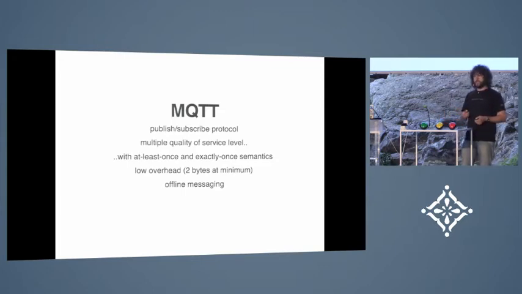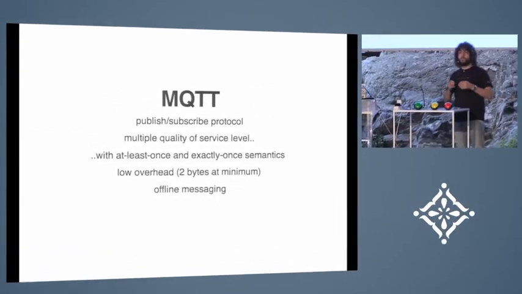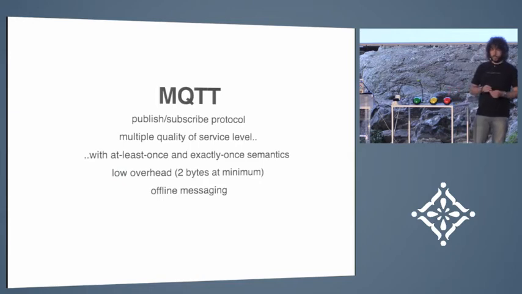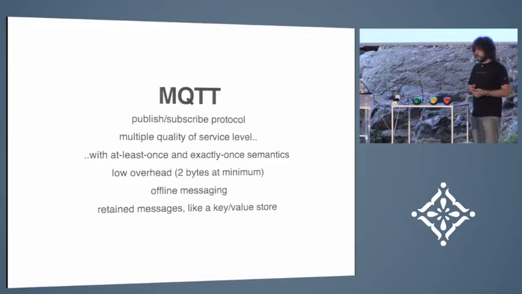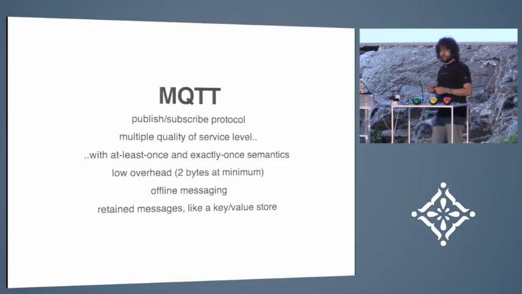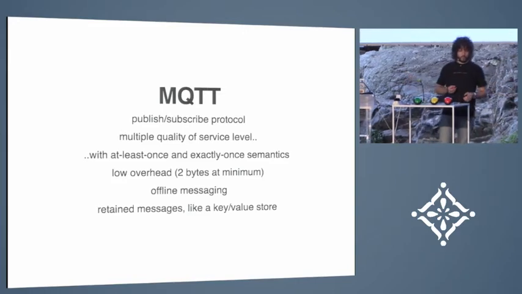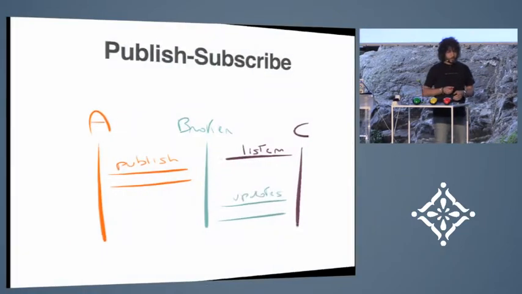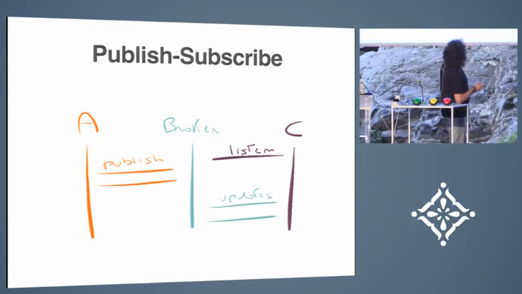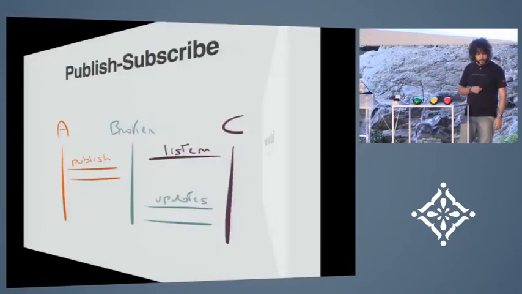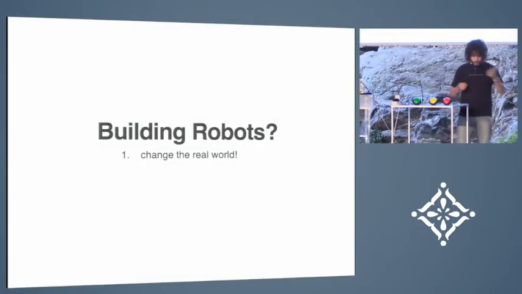It has offline messaging, which means that all the offline part is already handled for you. You should not do anything to support offline. When you connect back, you will receive all the messages that you have lost. It also has retained messages, which is a feature that works like a key value store. How does this matter to robots? We'll see in a moment. MQTT is publish subscribe, so in order to receive some data, you need to subscribe for stuff beforehand.